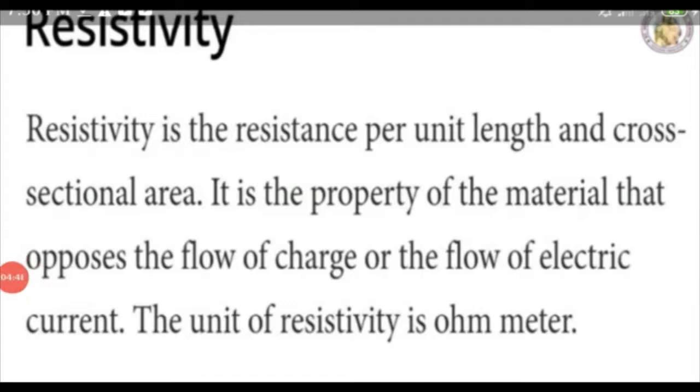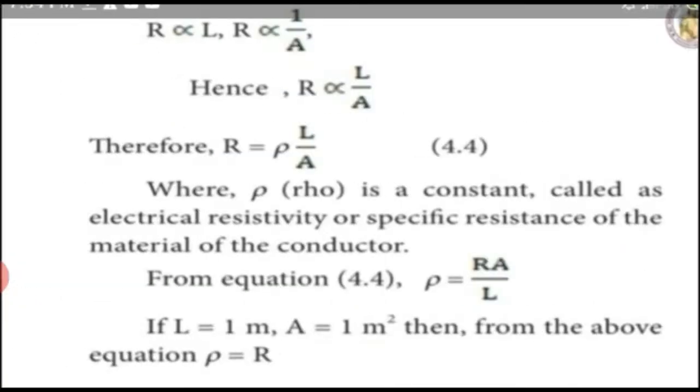So next, what is resistivity? Resistivity is the resistance per unit length and cross-sectional area. It is the property of the material that opposes the flow of charge or the flow of electric current. The unit of resistivity is ohm meter.